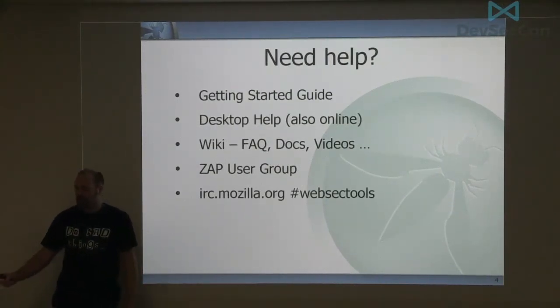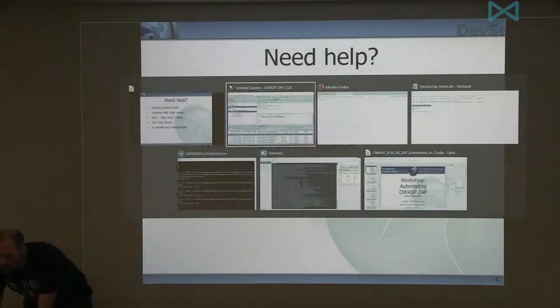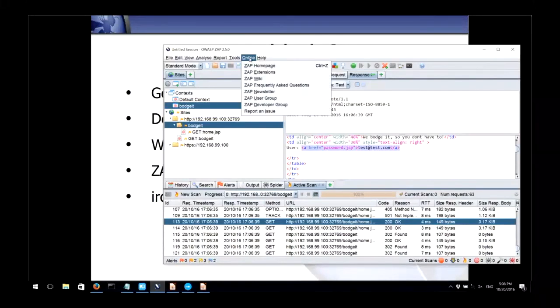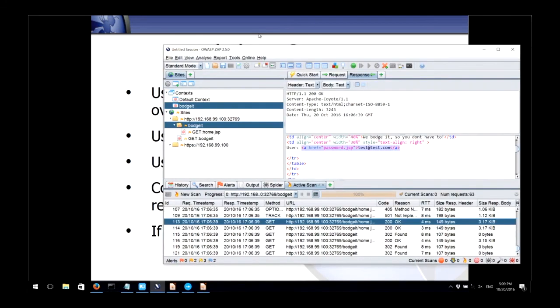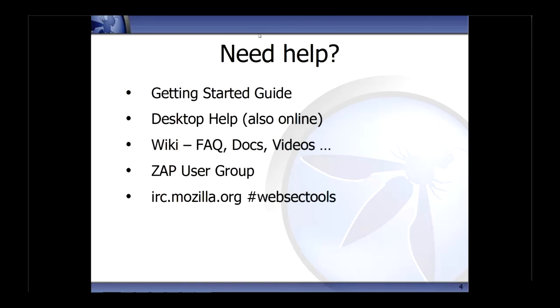If you need any help, we've got a getting started guide. There is a desktop help. If you go, it's amazing how many people don't. We've got an invisible online menu option. Nobody sees this, I don't know why. It'll take you to the ZAP homepage and user group, the developer group, FAQs. We've got loads of stuff there. And I'm on IRC, quite a few of the ZAP core team are on irc.mozilla.org, websec tools, usually European hours are best. That's okay for you guys.